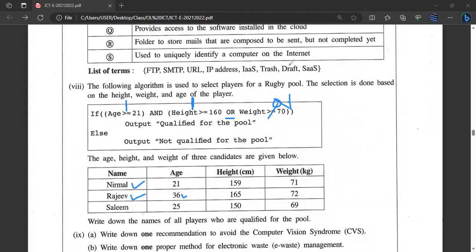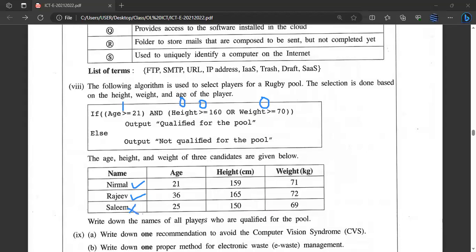Then let us see Salim, whether Salim is qualified. So Salim's age is 25, which is greater than 21. So here 1, and height is 150. So 150 is not greater than 160, and also 150 is not equal to 160. So 0, and weight is 69. So 69 is not greater than 70, and also 69 is not equal to 70. So 0, 0, 0. Then 1 and 0 means 0. Therefore, Salim is not qualified.